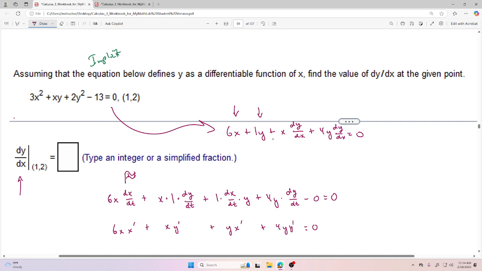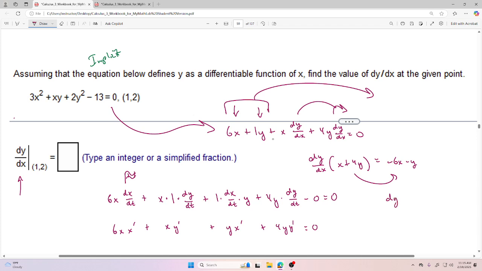In fact, I kind of want to finish that one because it's so nice. I want to factor these guys out over here, and then I'm going to move all of this chunk to the other side. So dy/dx times x plus 4y is equal to negative 6x minus y, and then I divide and I'm done. So that was way easier. Why didn't you do that, Chad?